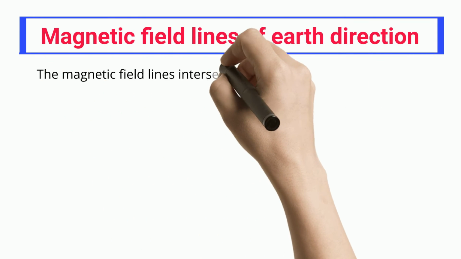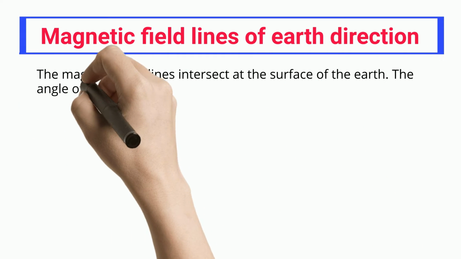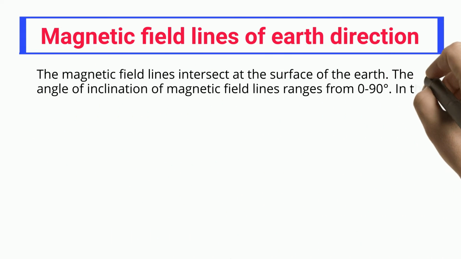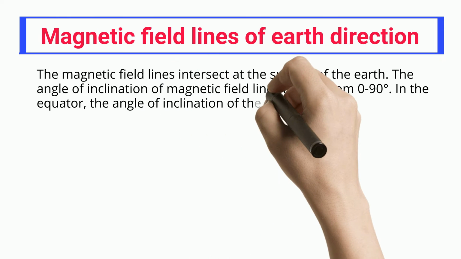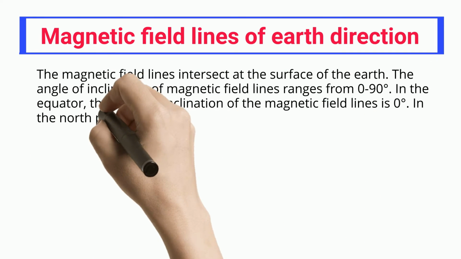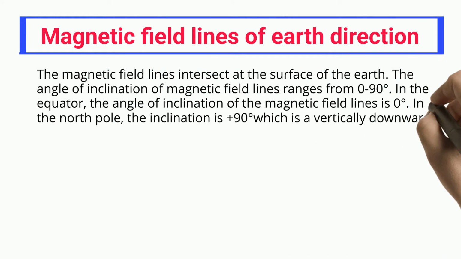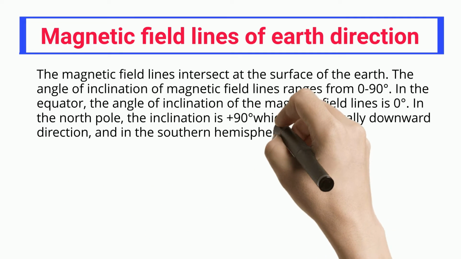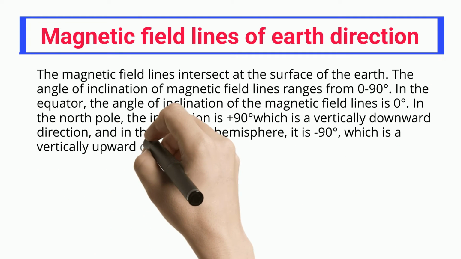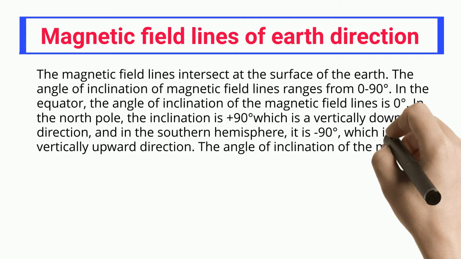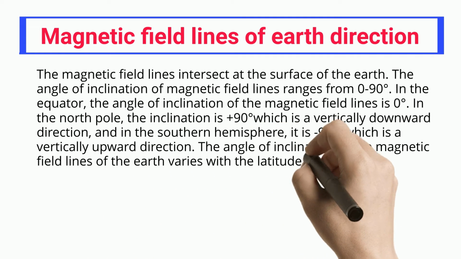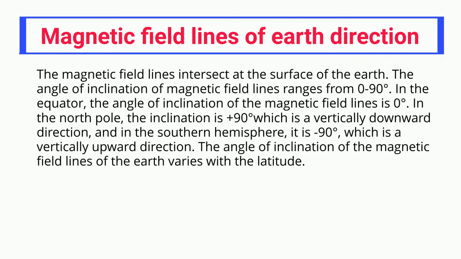The magnetic field lines intersect at the surface of the Earth. The angle of inclination of magnetic field lines ranges from 0 to 90. At the equator, the angle of inclination of the magnetic field lines is 0. At the North Pole, the inclination is +90, which is a vertically downward direction, and in the southern hemisphere, it is -90, which is a vertically upward direction. The angle of inclination of the magnetic field lines of the Earth varies with the latitude.